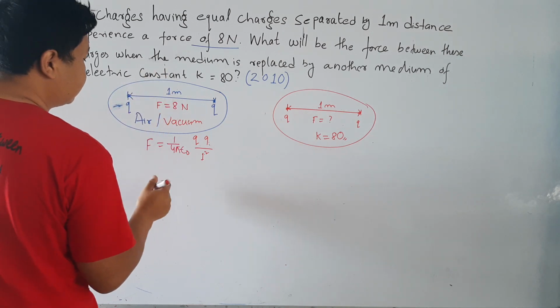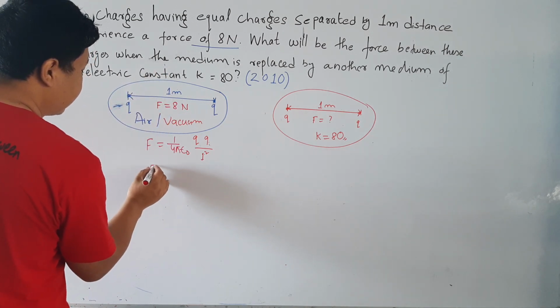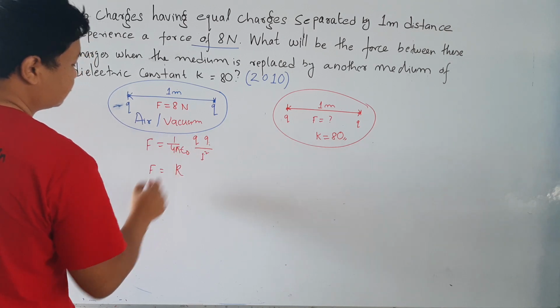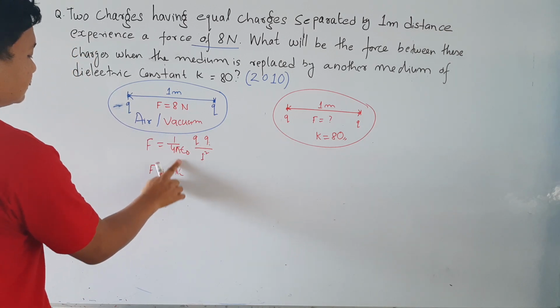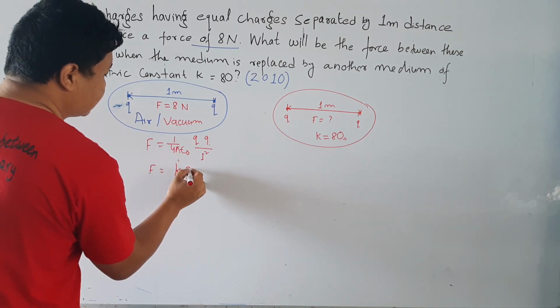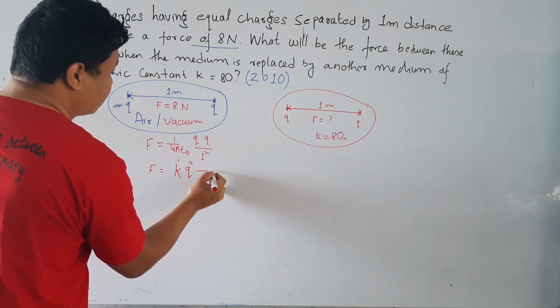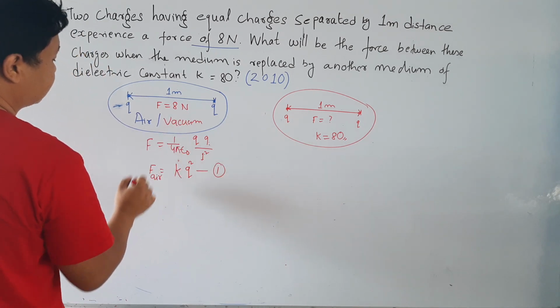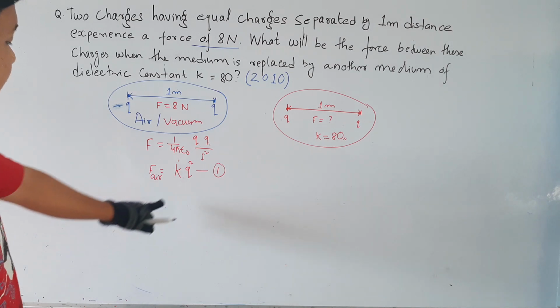Then how much will this be? So F is equal to, I will write 1 by 4 pi epsilon naught as k, okay. So this is my k, not r, anyways. So this is my k, and this will become q square. So I will call this 1. So this is in air, okay, air. So this is the value.